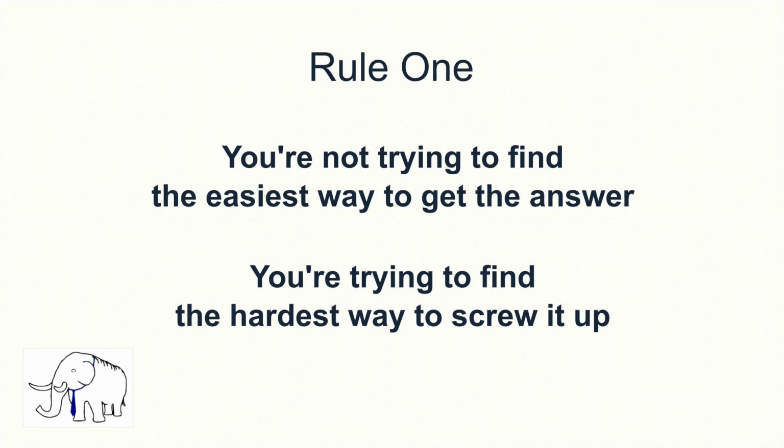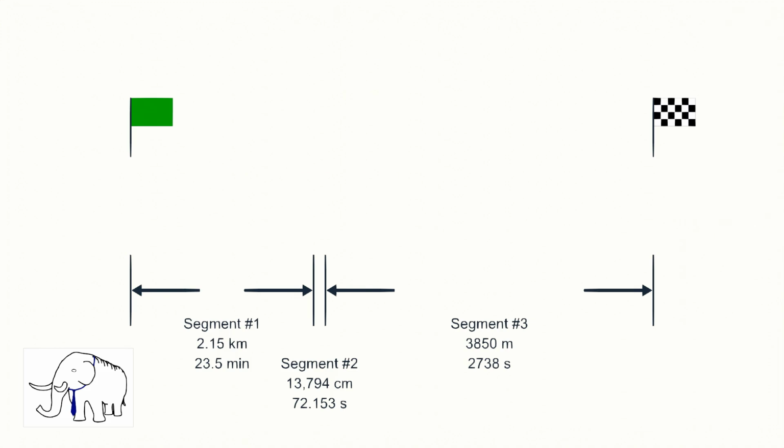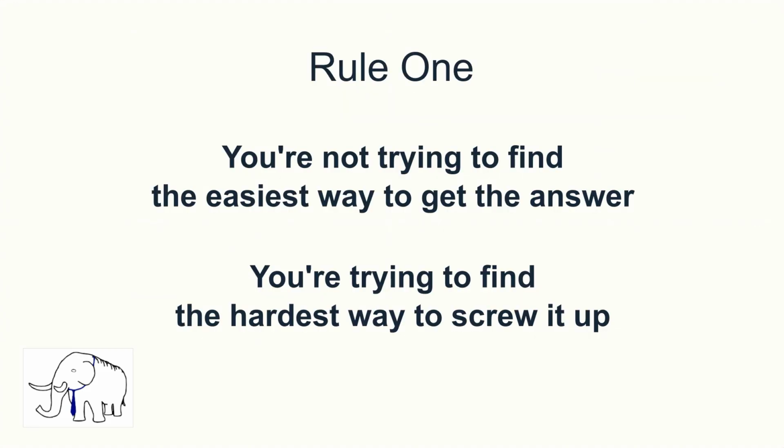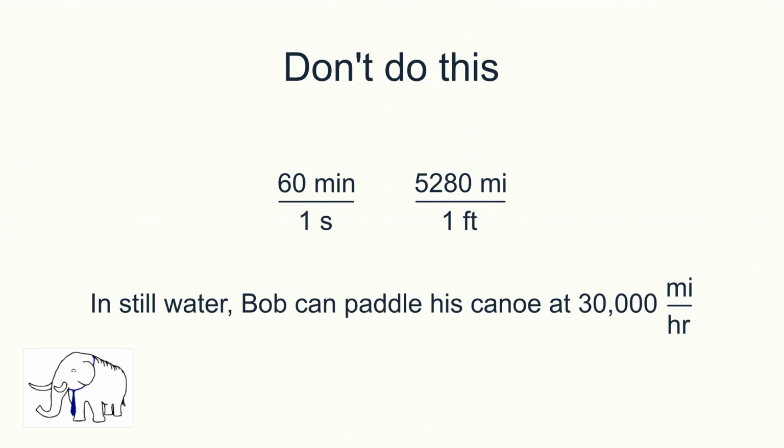In an algebra class, we have two equations with two unknowns. Bob is paddling his canoe upstream and then downstream, with multiple segments each way and an unreasonably complicated mix of units. How fast can Bob paddle his canoe in still water? A student who shall remain nameless, it wasn't me by the way, though I've done things that were equally unsuccessful, got about half of the conversion factors upside down. There are 60 minutes in 1 second, 5,280 miles equals 1 foot, and so on. The student's final answer was that Bob can paddle his canoe at a little over 30,000 miles per hour.